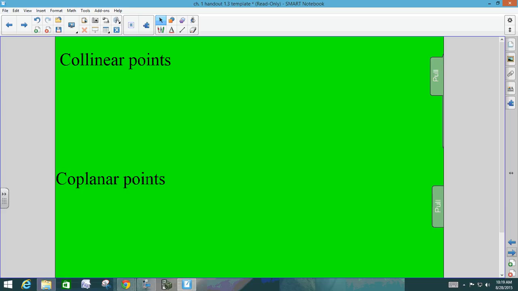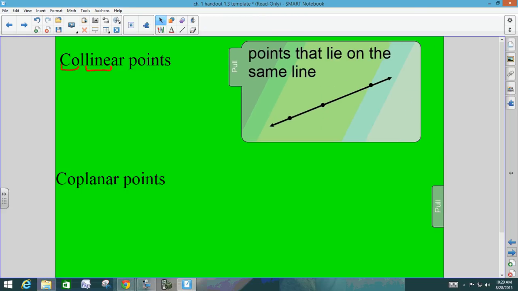Collinear points. Collinear. In Spanish, the word co means with, together. And then you have another word here, L-I-N-E, which is what? Line. Points with the line. Collinear points are points on the same line. Collinear points are points that lie on the same line. All these points here, W, X, T, R, I, P, S, Y, L, collinear. They're all on the same line.